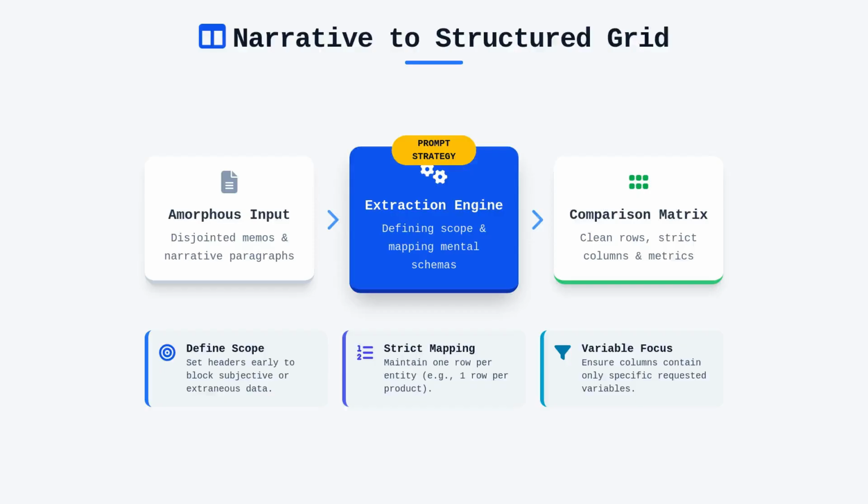defined columns. During this process, you must define the scope of the headers early to prevent the model from adding extraneous or subjective information. If the narrative covers 5 different products, instruct the model to maintain 1 row per product and ensure that each column contains only the specific variable requested, such as current status or technical specifications. This pivot operation is highly reliable if you provide the model with a clear mental schema for how to categorize the chaotic input document.